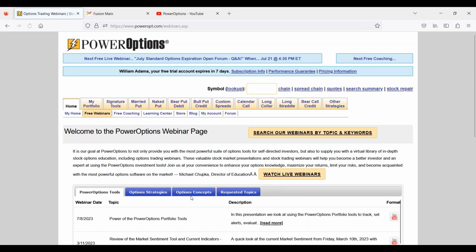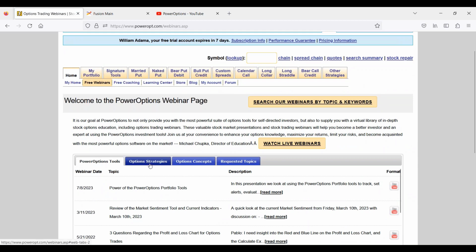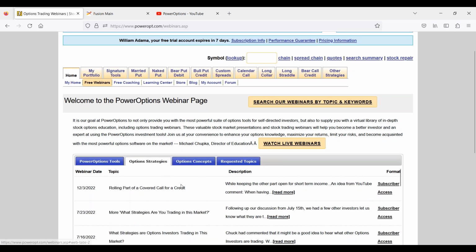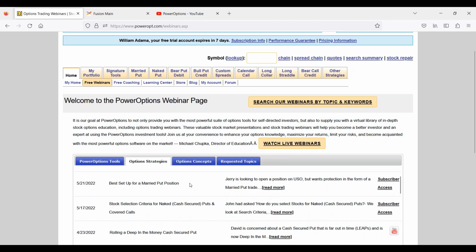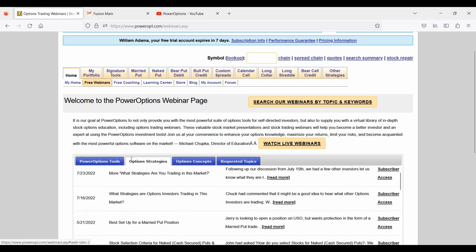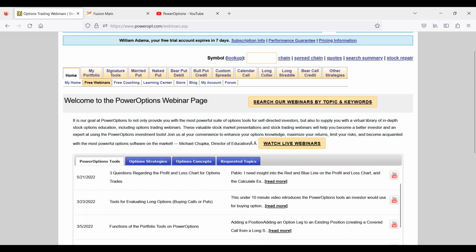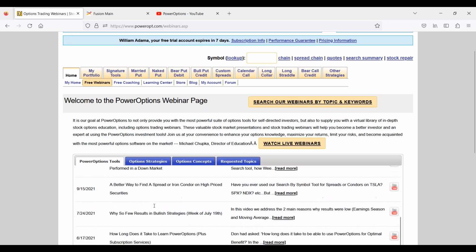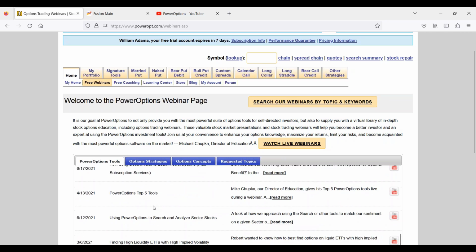Of course, in the free webinar section, I believe under option strategies, there's that discussion we did have the last time we saw those strong buy warnings, market sentiment tool and current indicators from March 10th, 2023. And let's see, is it under option strategies? Now, there's probably another one in here in the PowerOptions tools where we talk about what ways we might use the market sentiment to help us with the protection of the position for different commonly used option strategies.